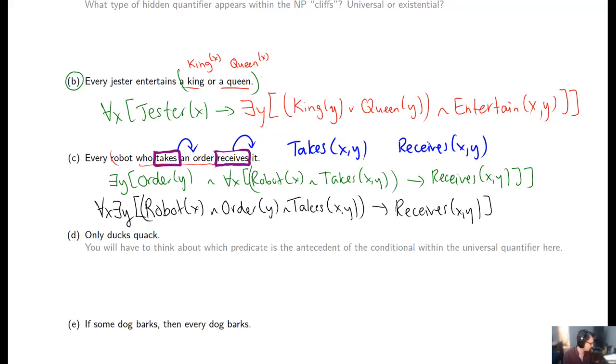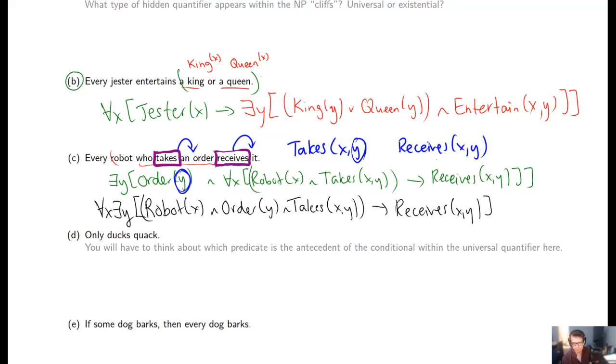So even if you're not quite sure about how to do the translation, do try to consider whether the verb is transitive or intransitive and get those arguments there. When I mean arguments, I mean like the X's and the Y's. What is the taker? What is the receiver? And try to do some links with those. So in this case, an order is an object. It's the thing being taken. It's the thing being received. So that should match up with the Y, for example.